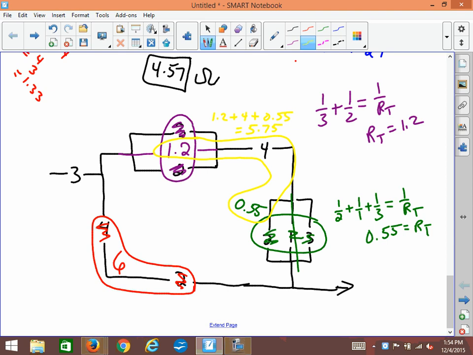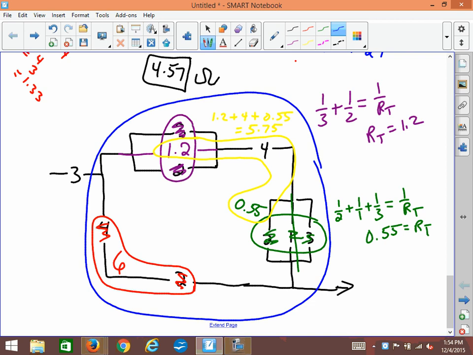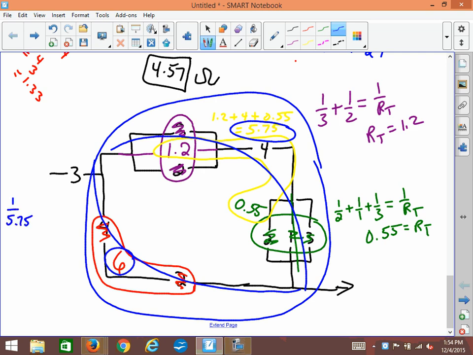All right. Now, let's look at the entire piece. Let's look at all of this at once. Because what I have is one path across the top, which is this, 5.75, and one path across the bottom, which is 6. So I can do 1 over 5.75 plus 1 over 6 will be 1 over the total resistance. And I can crunch it into my calculator. 5.75, 1 over, plus 6, 1 over, equals 1 over, 2.94 is the total resistance of this whole section.